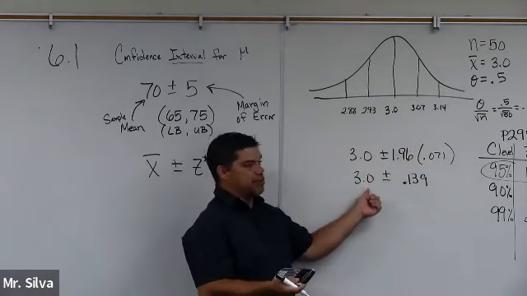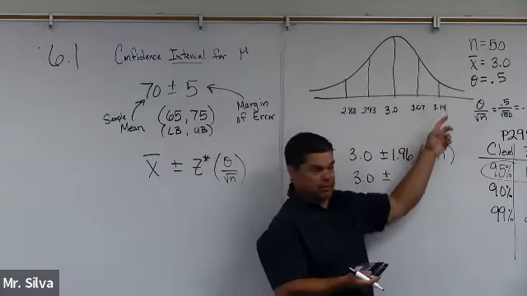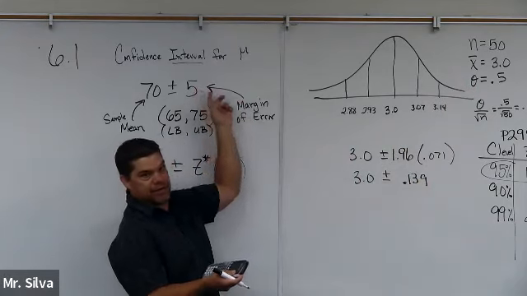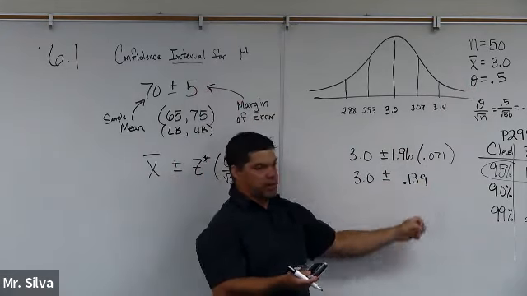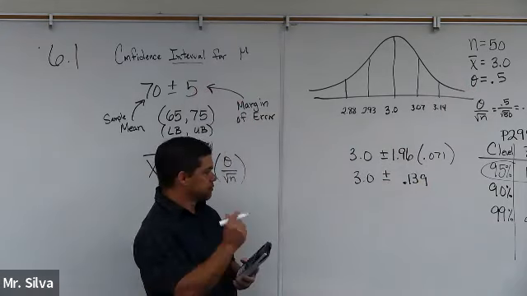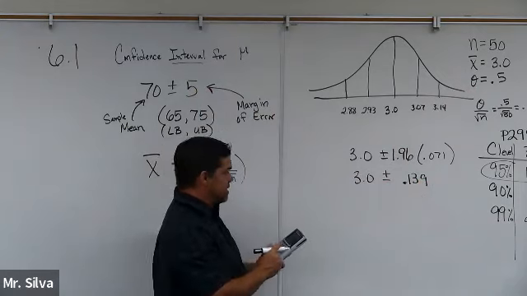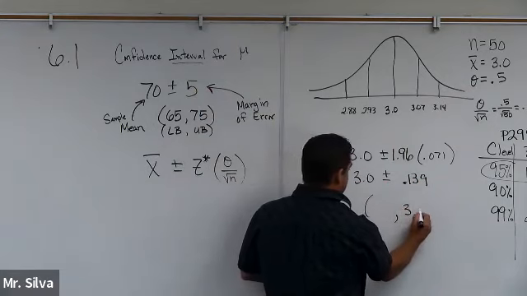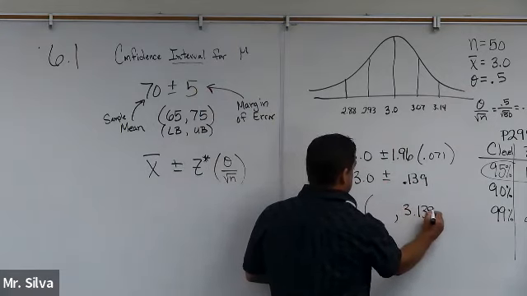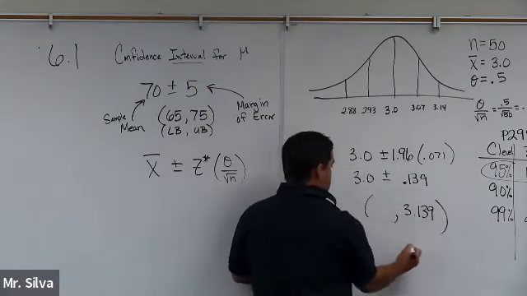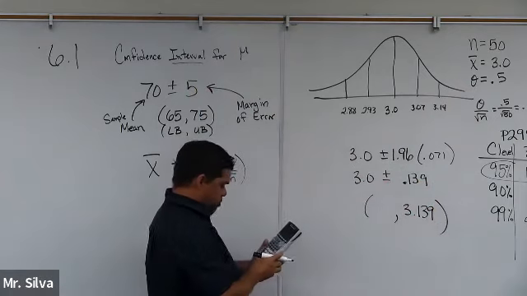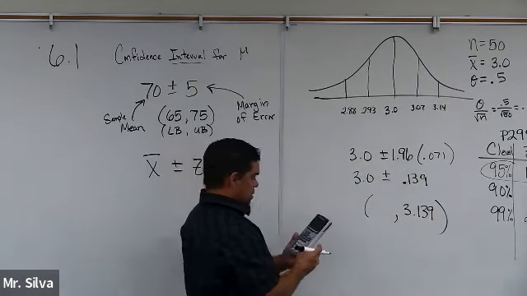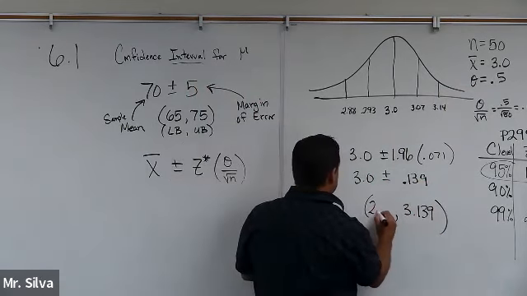This is the sample mean. This is called the margin of error. It says here, margin of error, 0.139. Now I'm going to add and subtract 3.0 and 0.139: 3.139, and 3.0 minus 0.139, 2.86.